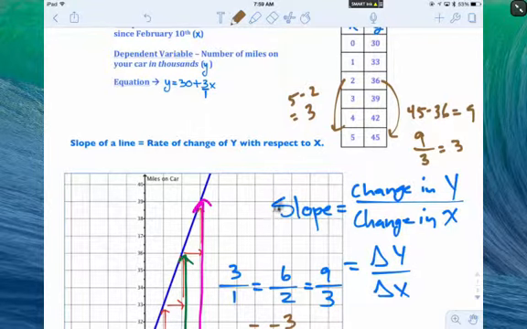So the slope of a line is something we are going to revisit again and again this year, but I wanted to give you an introductory idea of what it is and what it means.